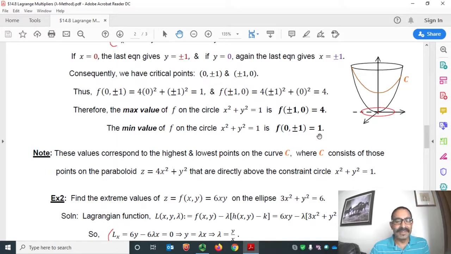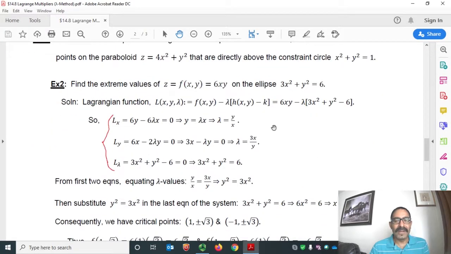Now let's move on. Example 2. Find the extreme values of the function f equals 6xy. The constraint curve is the ellipse 3x squared plus y squared equals 6. Let's begin the solution, just routine computations. Let's define the Lagrangian function: L equals the objective function minus lambda times the constraint, which is here 6xy minus lambda times (3x squared plus y squared minus 6).